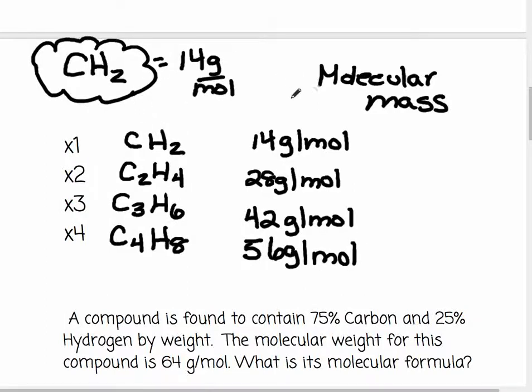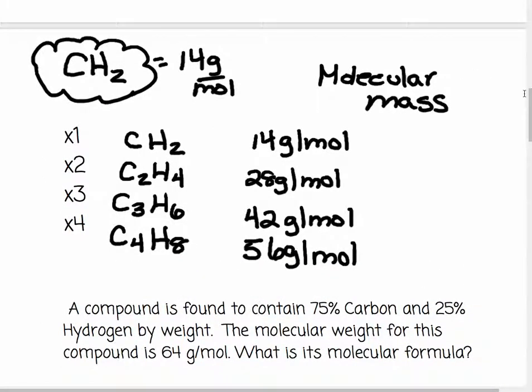So the molar mass, the molecular mass, is always going to be a multiple of the empirical mass. And we're going to use that information to be able to calculate our molecular formula from our empirical formula. So let's see how to do that in the next short program.